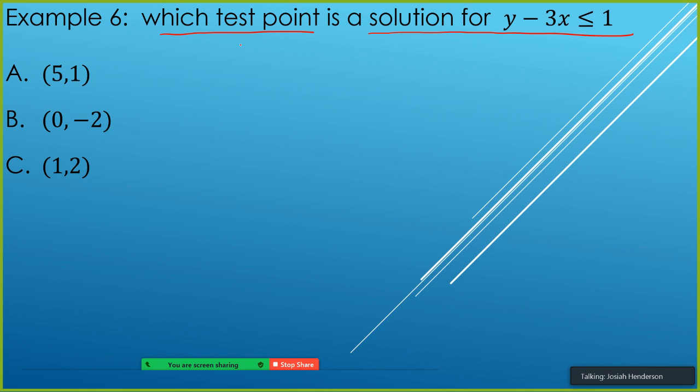I'm going to add this at the top. Solutions to these linear inequalities fall inside the shaded region. Solutions to linear inequalities live inside the shaded region. So basically, if it's out in the white zone, the unshaded zone, it's not a solution. If it's in the shaded zone, it's a solution.